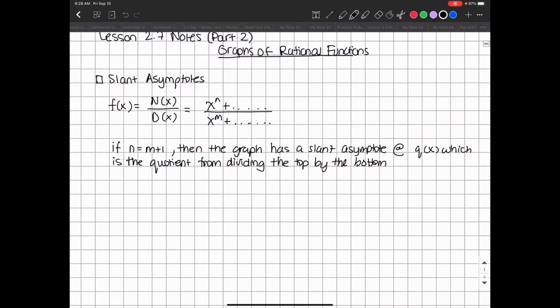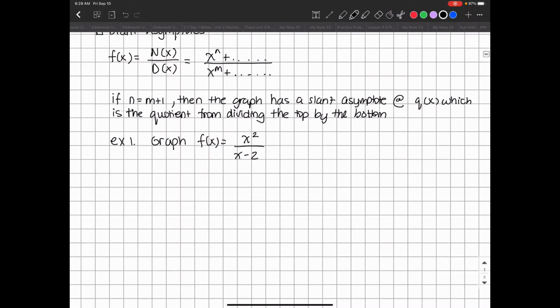So for example, let's try an example. If I want to graph f of x is equal to x squared over x minus 2, the first thing I want to try to do is factor, and I can't factor it, so I leave it the same. There's nothing that cancels in the top and the bottom. You might want to cancel an x. You might feel like you want to do that, but don't do that because you can't do that, because of the subtraction that is in the bottom. So for holes, there are none.